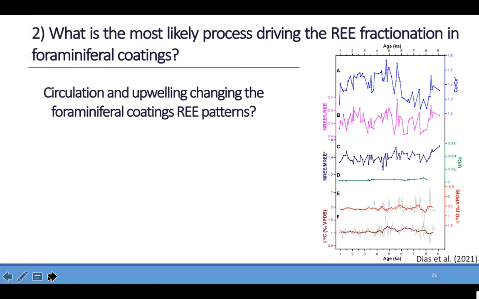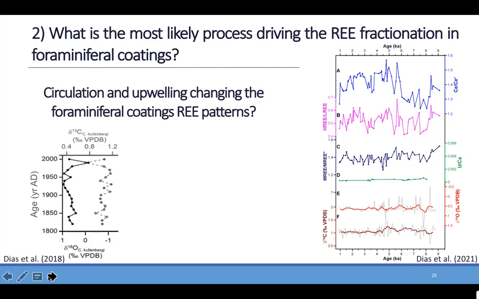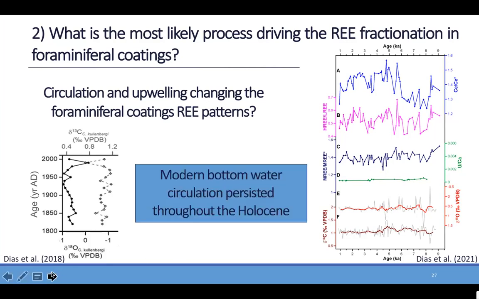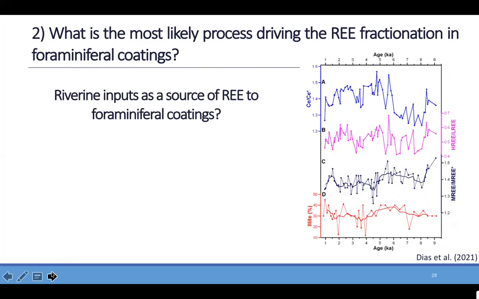And when we compare that with the modern conditions, actually the last two centuries, we see that the water mass is showing very similar values of stable isotopes. This could mean that we do have modern bottom water circulation persisting throughout the Holocene. So perhaps this is not the main process that influenced the rare earth element patterns. But then we try to see if river inputs could be changing the patterns.